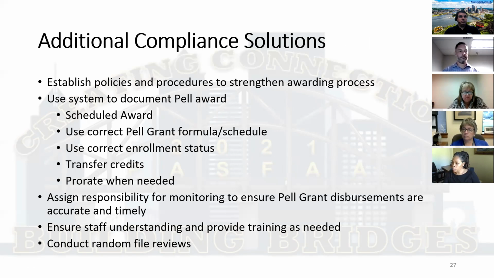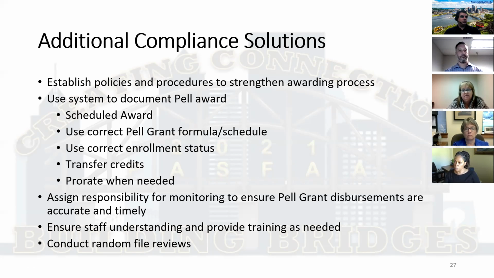So when you awarded it, the scheduled award, maybe the Pell formula that you used, documenting the enrollment status at the time that you made the award, taking into consideration any transfer credits and prorating when it's needed. And then, again, assigning that responsibility for monitoring. So, having a second check when the awards are made to make sure that the disbursements are accurate and timely, doing those random file reviews and making sure that your staff is understanding the process and providing training to them when it's needed.